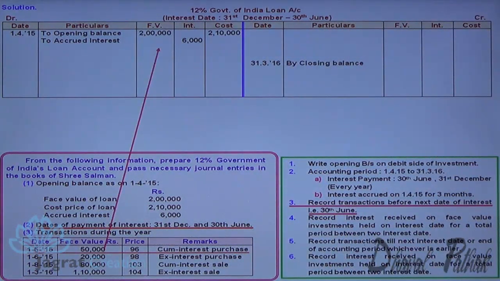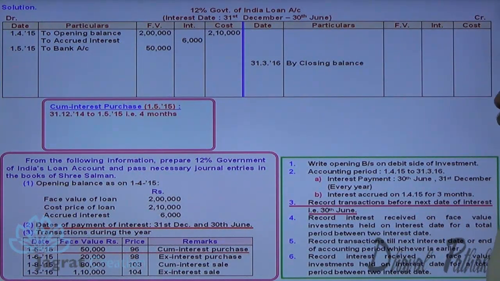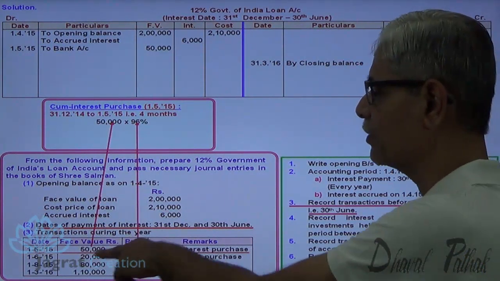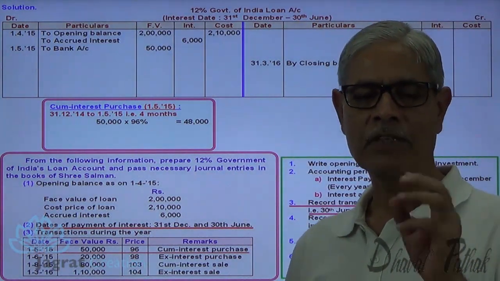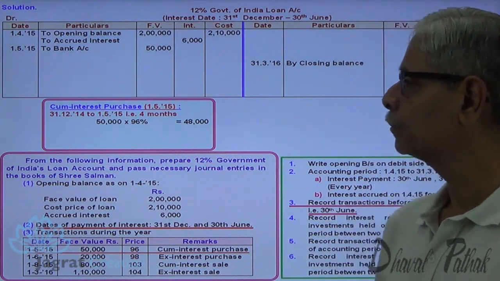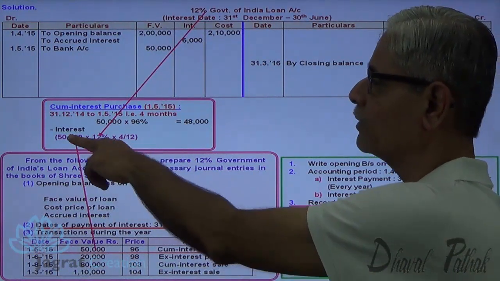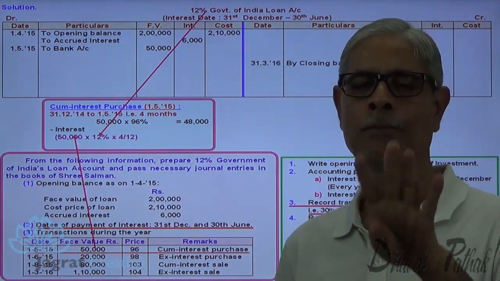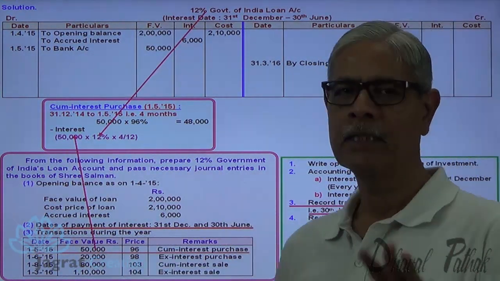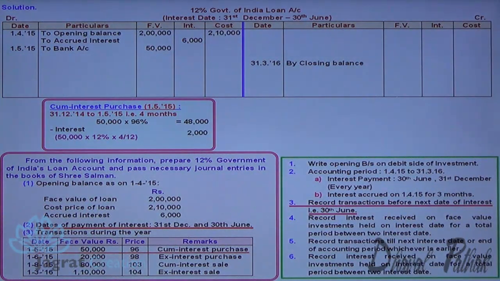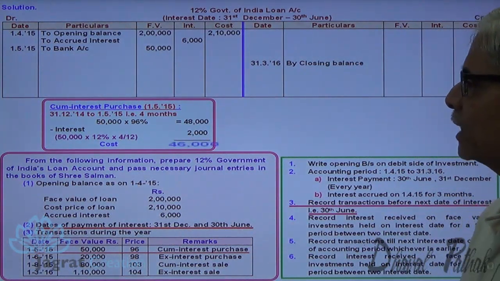So let me prepare a working. The purchases are debited to the investment account. So total payment made with interest is 50,000 into 96%. This is the total payment made, which includes interest and the cost of purchase of investment. Let me find out the interest element therein. The interest element is for 4 months, 50,000 into 12% for 4 months, that is 4 rupees per month, and that too on a security of 500 into 4. So 2,000 is the interest paid in this 48,000. So the cost of investment is 46,000.